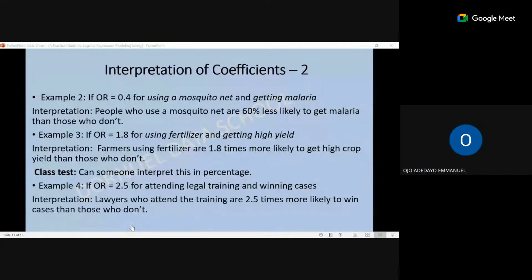Okay. Any other answer, please? Any other answer, please? Ibukun, I'm waiting for you. Okay, sir. So if it is in terms of percentage, lawyers who attend the training are 150% more likely to win cases than those who don't.